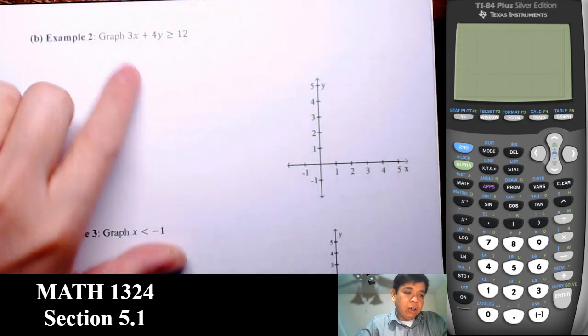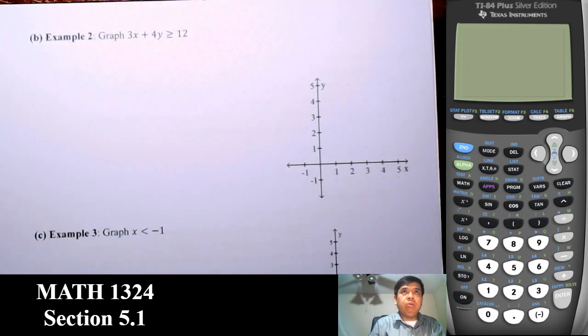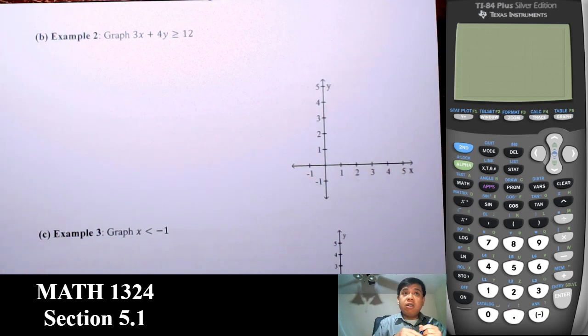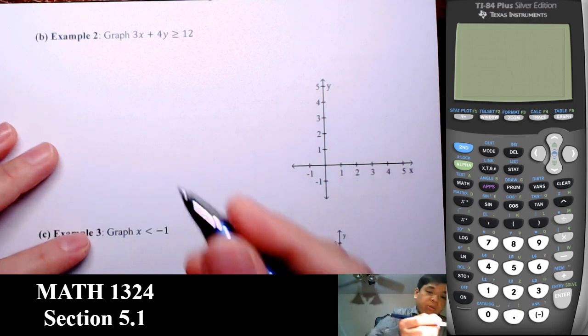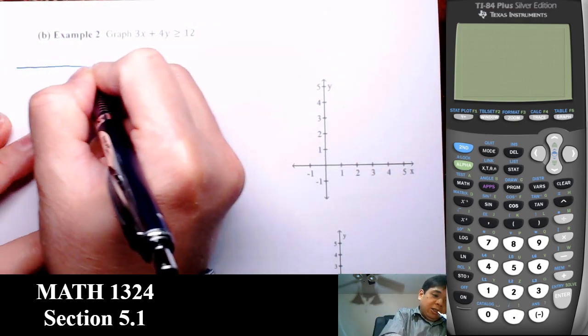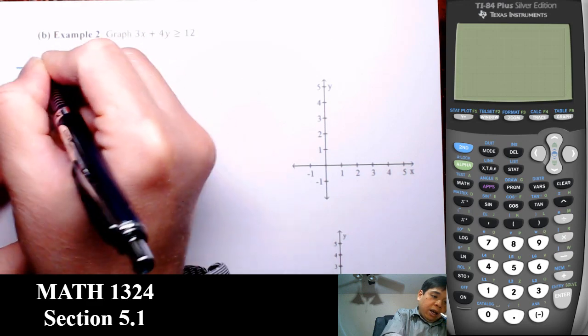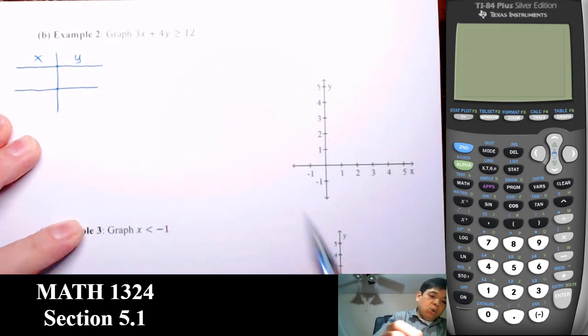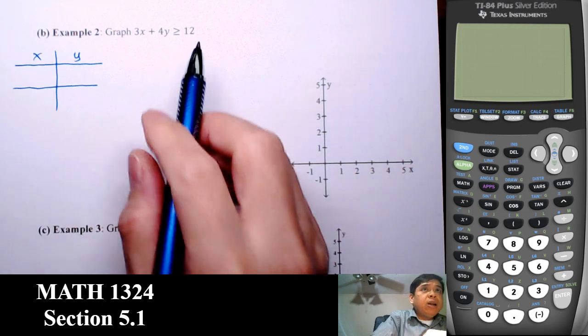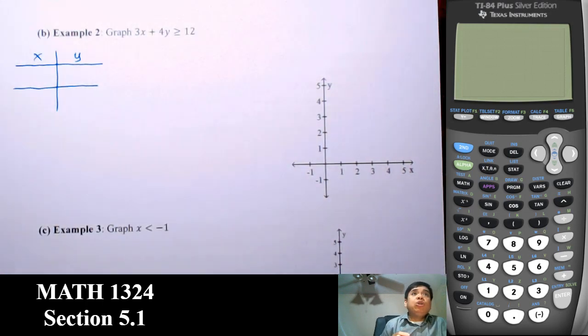Now let's graph 3x plus 4y greater than or equal to 12. For this, again, we graph the line first, then the test point, and then pretty much we go from there. So I'll choose some x and y here. When the equation is given in this form, it will be easier if we choose x equal to 0, then solve for y, and choose y equal to 0, and then solve for x.